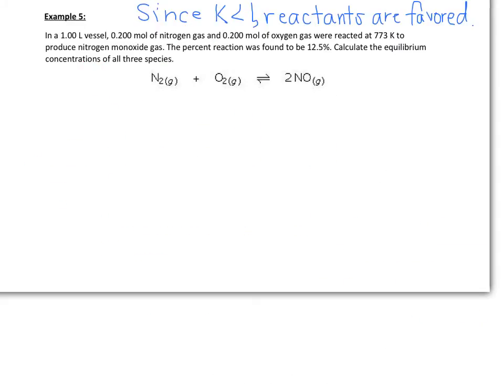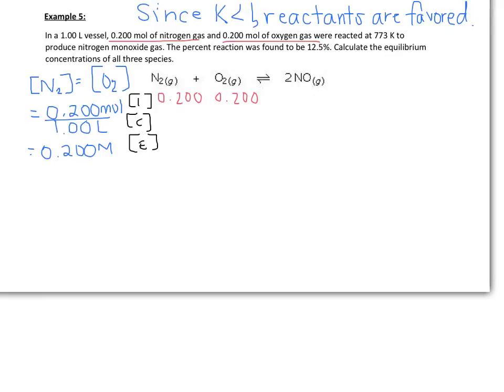In example number 5, we have a 1 liter vessel where 0.200 moles of nitrogen and 0.200 moles of oxygen are allowed to react at 773 Kelvin to produce nitrogen monoxide gas. There's nothing in that sentence that would indicate that 0.200 moles of nitrogen and oxygen are at equilibrium, so this tells me that I need an ice table. I also need to go off to the side and calculate the concentration that I'm going to plug into that ice table. So I've calculated the initial concentrations of nitrogen and oxygen off to the side.